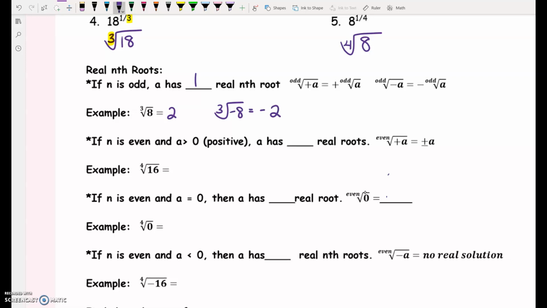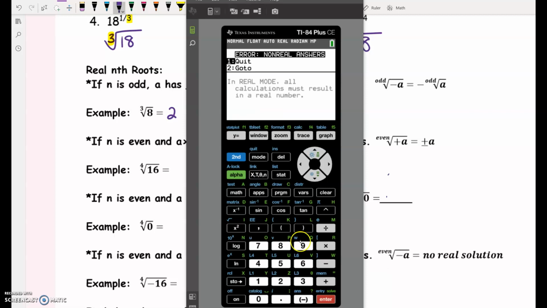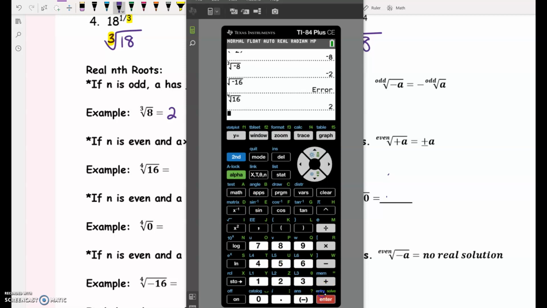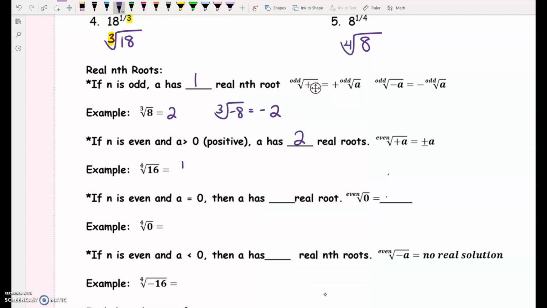If you have an even index, like the square root or the fourth root, then you are going to have 2 real roots. For example, the fourth root of 16. Anyone know what the fourth root of 16 is? The fourth root of 16, calculator says 2. It is positive or -2. 2 to the fourth is 16. -2 to the fourth is also 16. So odd index, one answer, same as what you started with. Even index, 2 answers.